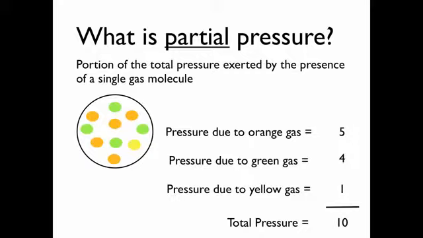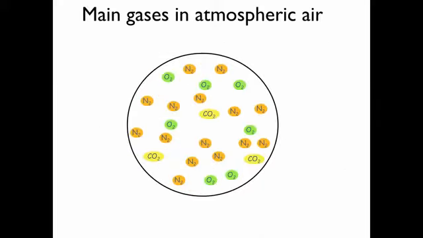Now let's use the example of the air that we breathe. So in the air we breathe, there's a mixture of gases. There's nitrogen, oxygen, and carbon dioxide, all present in different proportions. And they're each going to contribute to the total atmospheric pressure. We know that the total atmospheric pressure at sea level is about 760 millimeters of mercury.